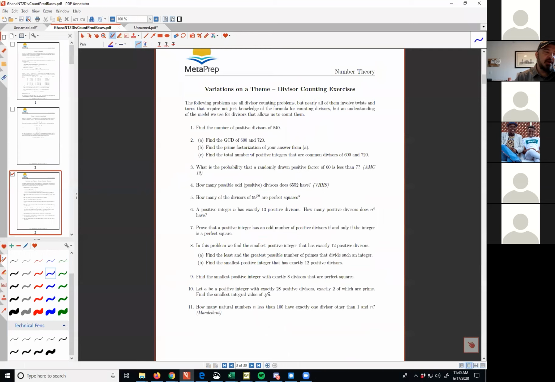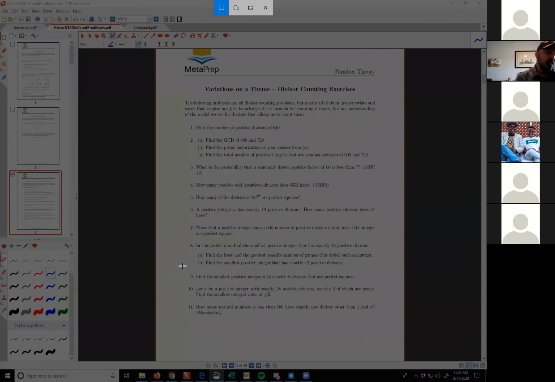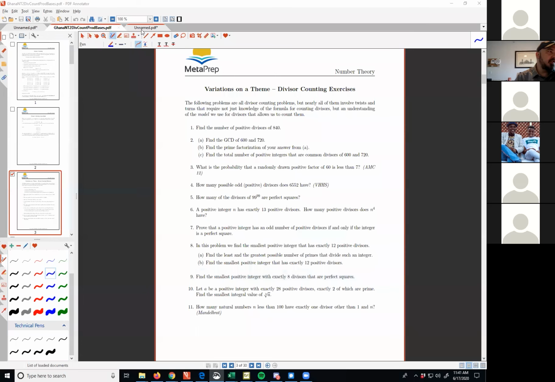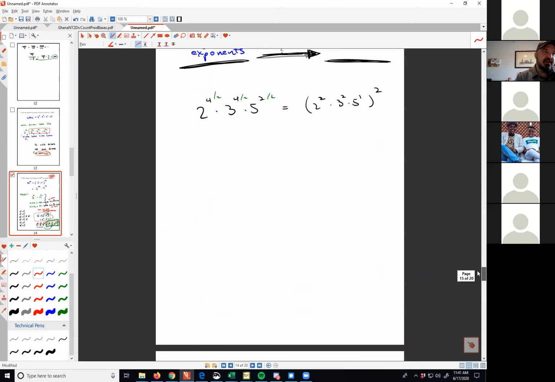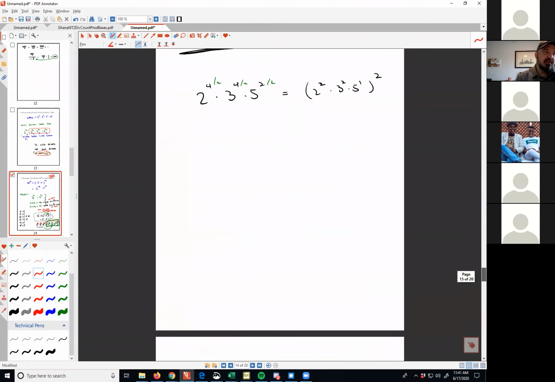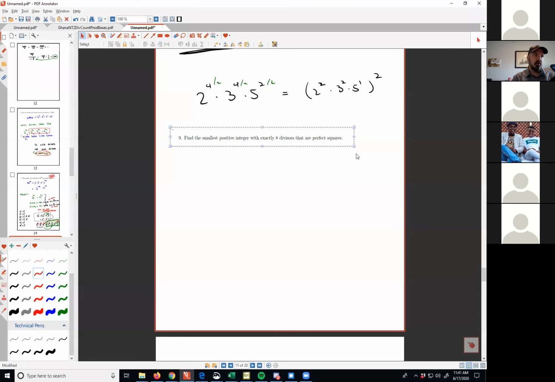Okay, let's move on. So we're going to do something a little bit harder now. We're going to go backward in the divisor counting process. What I mean is, I want us to find integers with exactly 8 positive divisors, and in particular, name the smallest such integer.